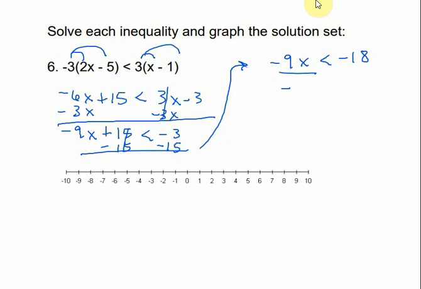Divide both sides by negative 9. Since I'm dividing by a negative, I flip the inequality. I get x is greater than 2. Since it's just greater than, not greater than or equal to, on the 2, I'm going to have an open circle, and then this tells me I need to shade to the right.